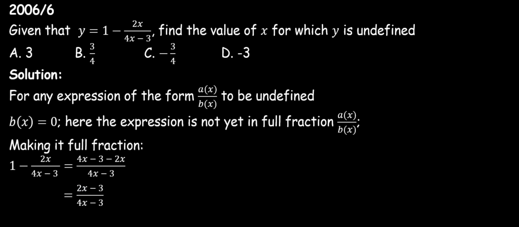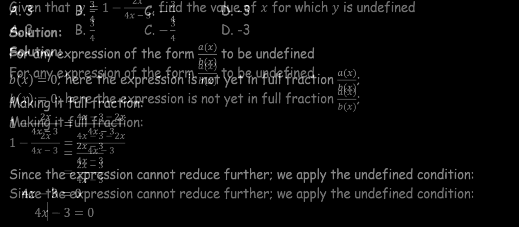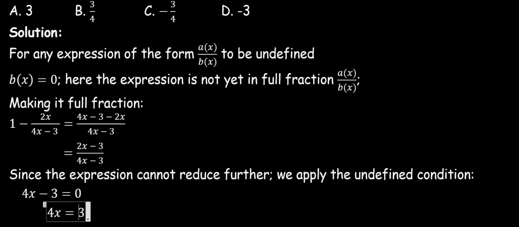And since the given expression cannot reduce further, we apply the undefined condition, and that will give us the denominator to be equal to 0. That is, 4x minus 3 will be equal to 0. And from here we have 4x equals 3. Thus x will be equal to 3 divided by 4.